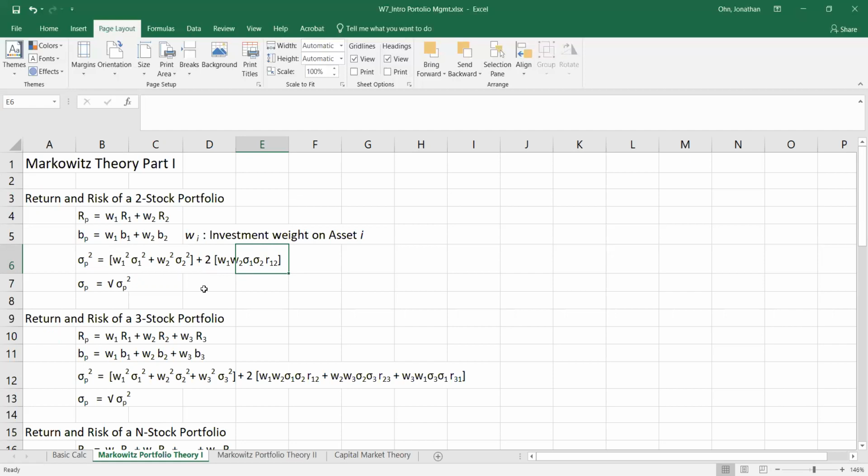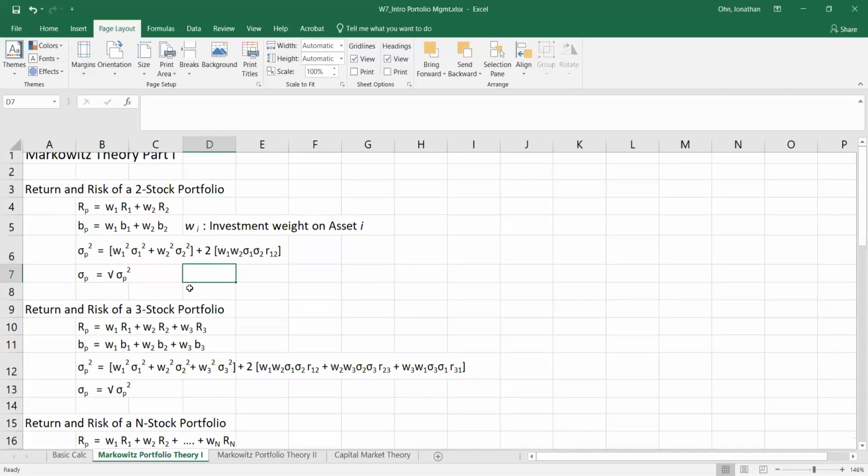So negatively correlated stocks are good candidates for risk reduction. This is the reason. If the correlation is negative, that will decrease the entire total risk measure, significantly or to some degree. Okay, so that's the two-stock portfolio.